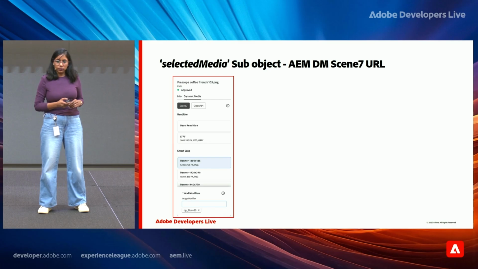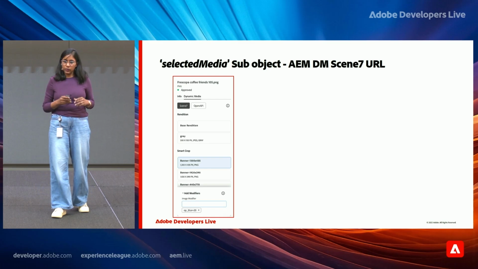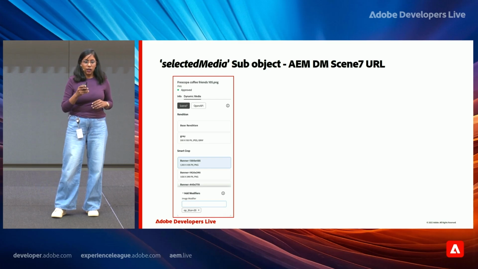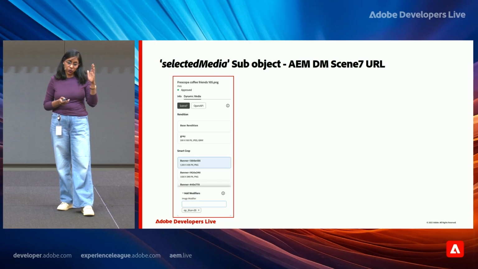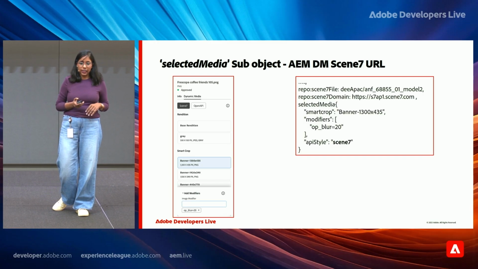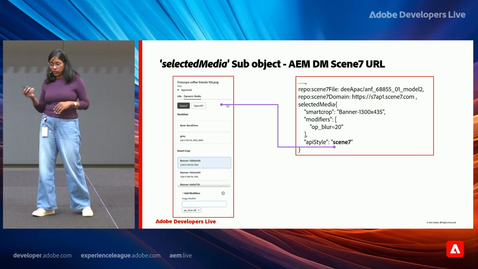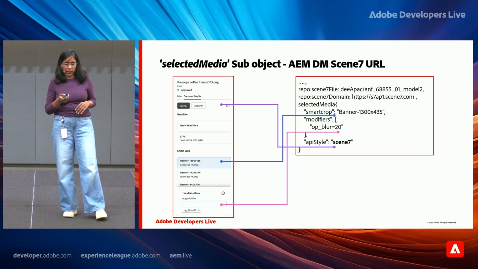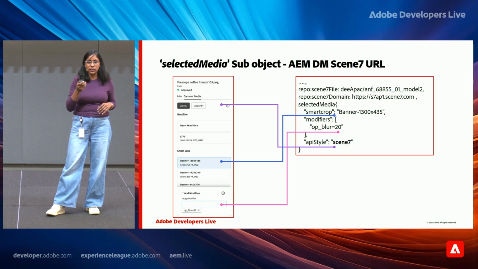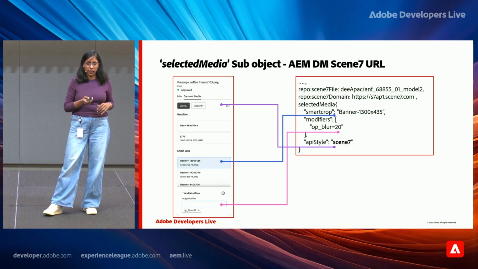OK, so for the AEM DM Scene7 API style, where you want to choose a smart crop with modifiers, your exported asset object will have information like your Scene7 file and your Scene7 domain, and the selected media object will have the smart crop key, the modifiers key, and the API style as Scene7.